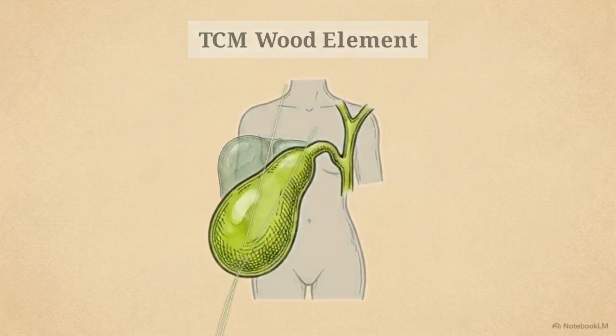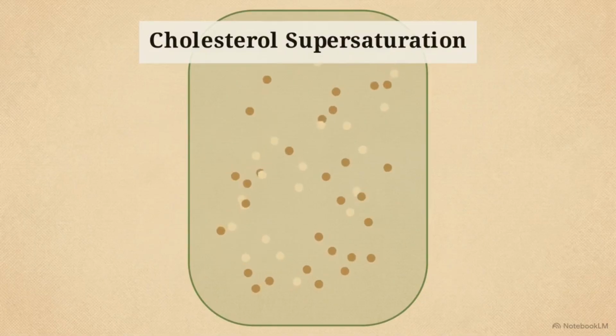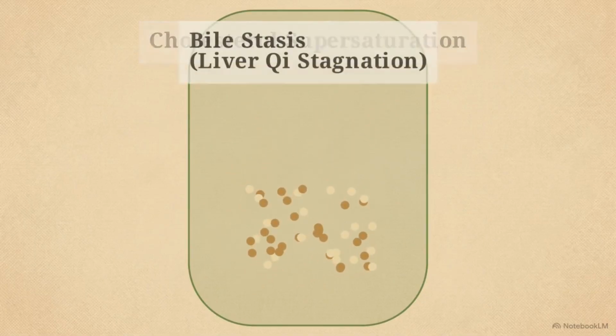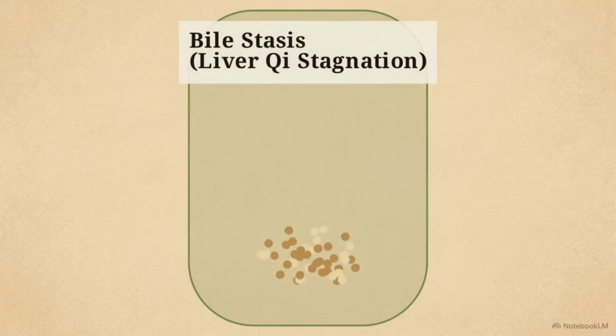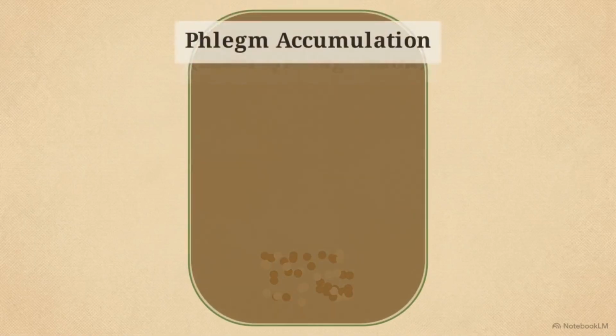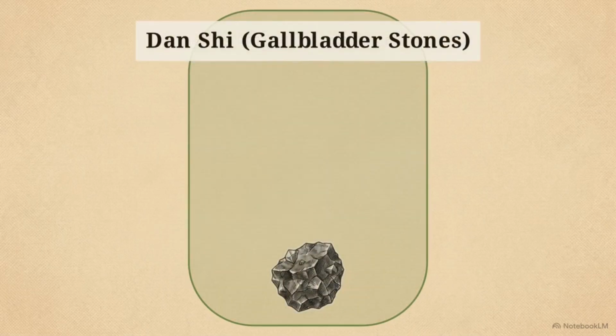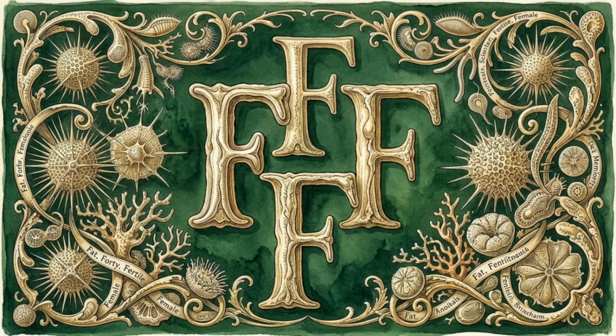In this system, cholesterol supersaturates the bile. Without efficient gallbladder contraction, bile stasis allows cholesterol precipitation into stones. TCM labels this Dan Qi, driven by liver qi stagnation, creating an accumulation of phlegm, the energetic equivalent of thickened, turbid bile. The Western risk profile is defined by the 4 Fs: female, 40, fat, and fertile.